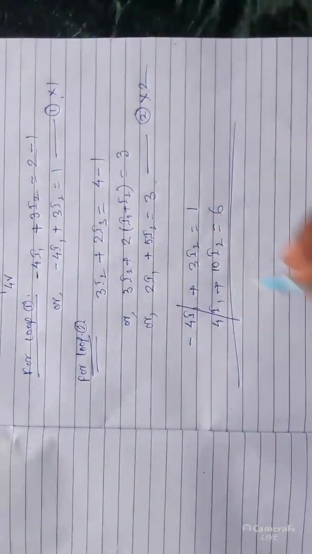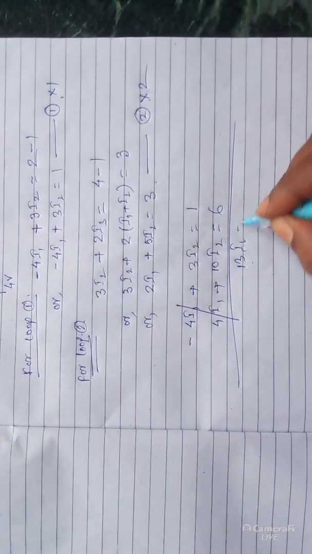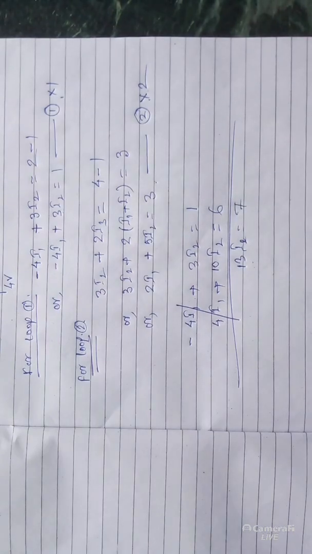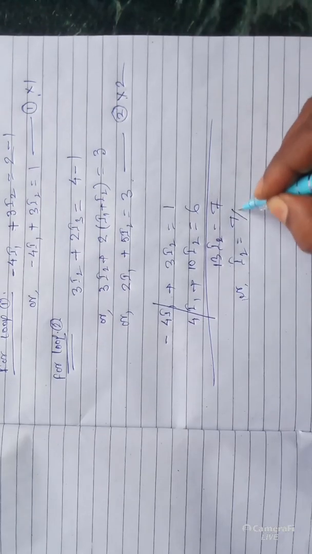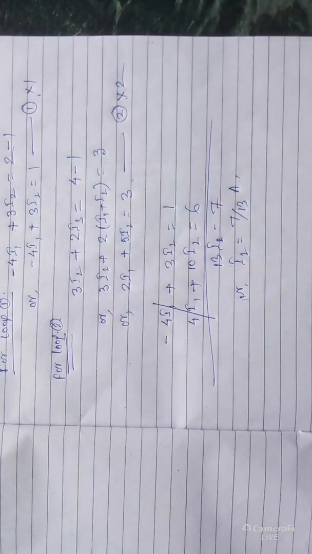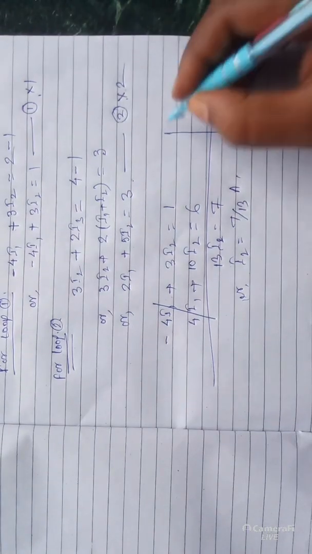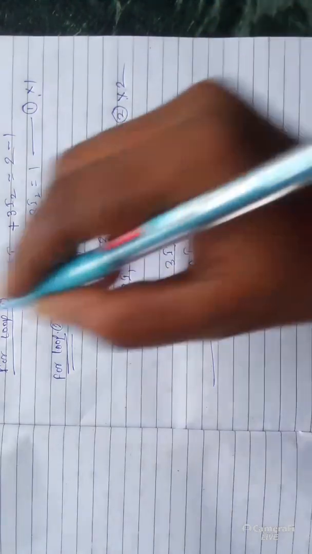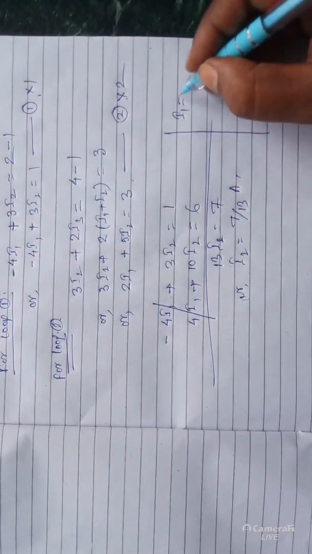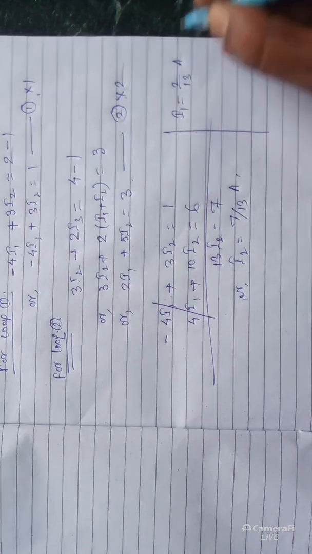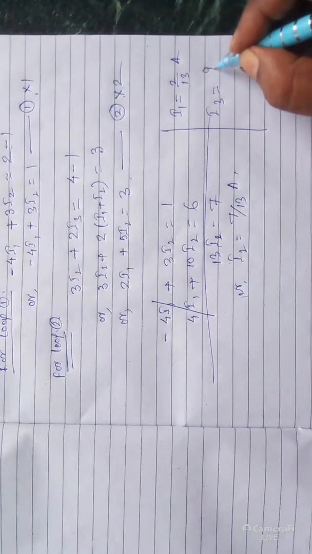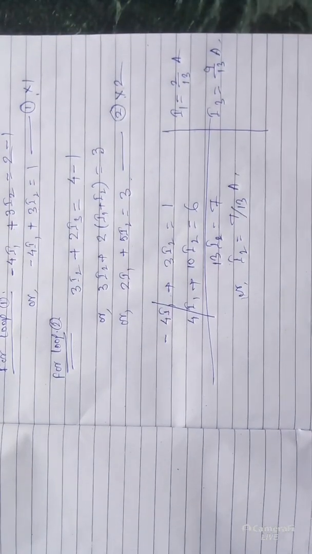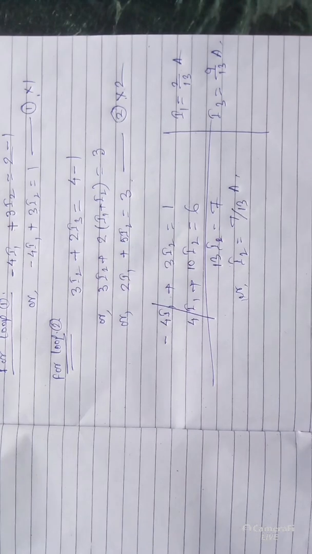You can add these two. This will be cancelled. 13I2 is equal to 7, or I2 is equal to 7 by 13 ampere will be the result. Similarly, you can calculate the value of I1 also. If you solve this in a similar process, then I1 you will get 2 by 13 ampere, and I3 is equal to I1 plus I2, so I3 you will get 9 by 13 ampere. Clear? Okay.